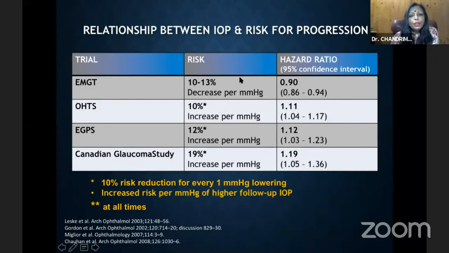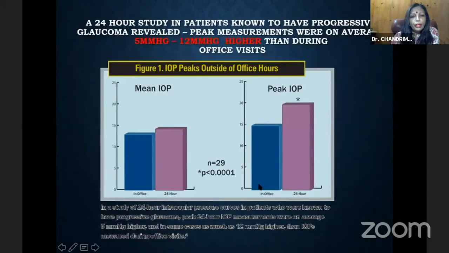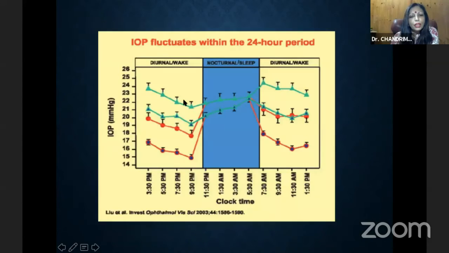And the relationship between IOP and risk of progression. These are the different studies which showed the risk of progression, 10, 12, and 19%, with the hazard ratios. Overall, we take a 10% risk reduction for every 1 millimeter of IOP lowering. We know that the variable IOP can actually go from 5 millimeters of mercury to 12 millimeters of mercury, depending on the visit and the time that you're taking the IOP.